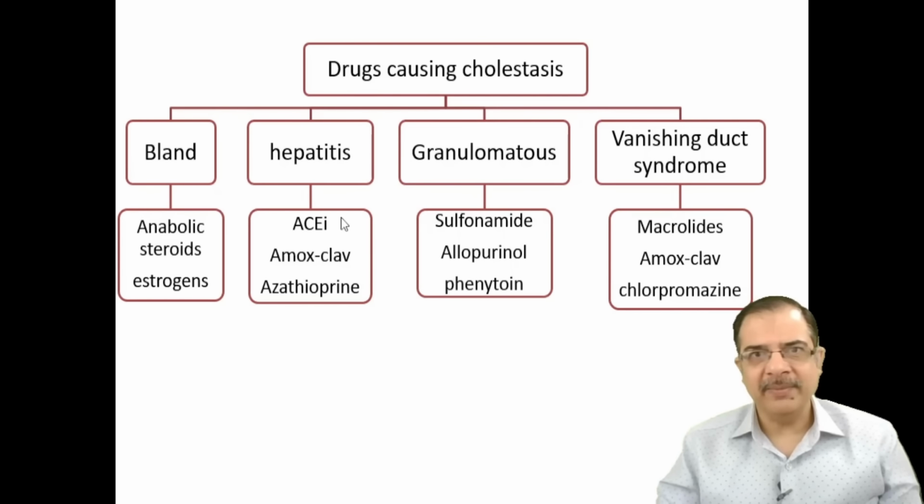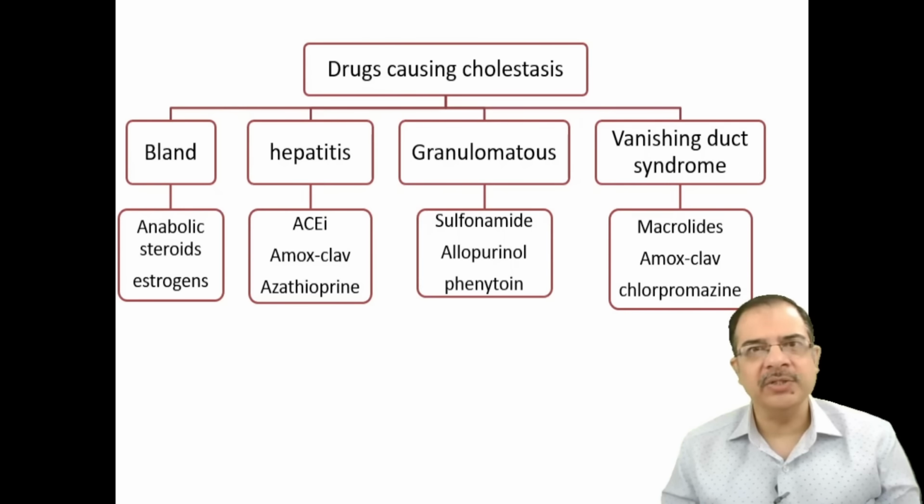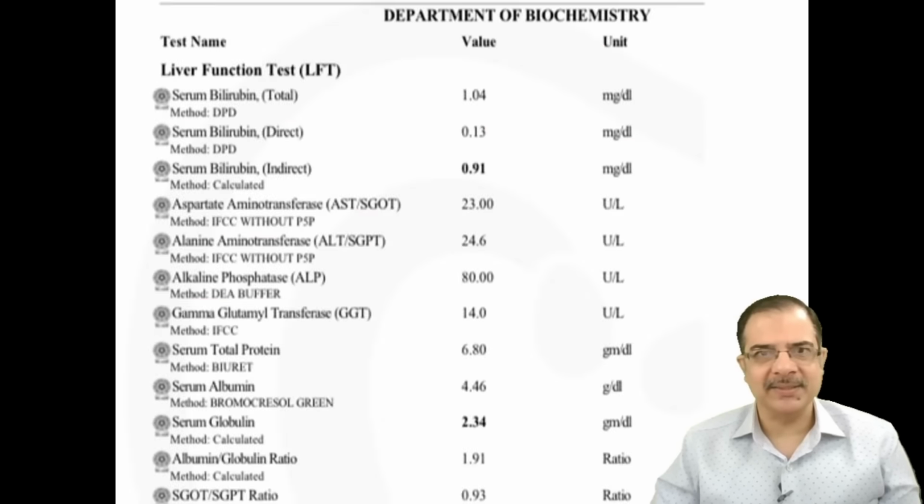When there is inflammation as well, these are ACE inhibitors, amoxiclavulanic acid combination, or azathioprine. If there is granulomatous evidence, then the usual causes are sulfonamides, allopurinol, or phenytoin. Then there is a dangerous condition known as vanishing duct syndrome. That means irreversible loss of bile ducts. It can be caused by macrolides, amoxiclavulanic acid combination, or chlorpromazine. So these are the drugs which can lead to cholestasis.